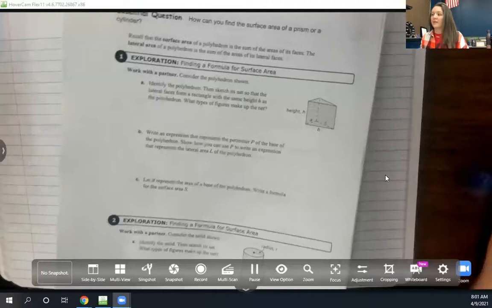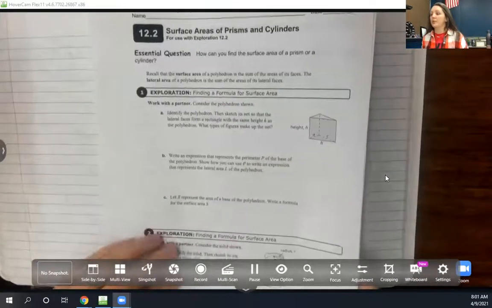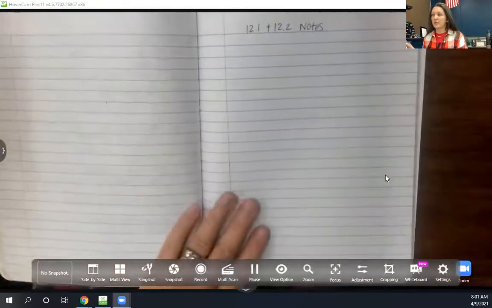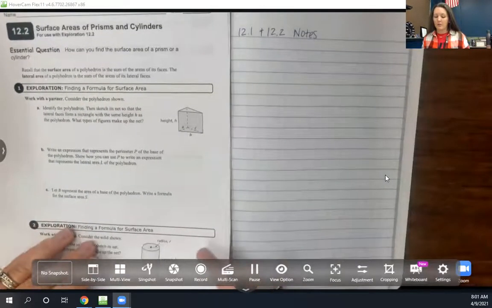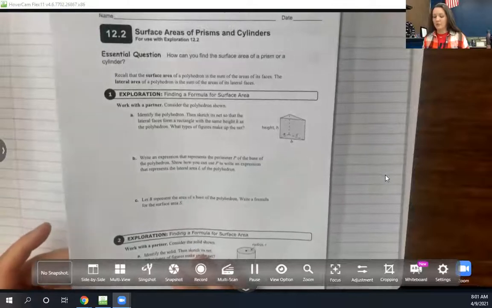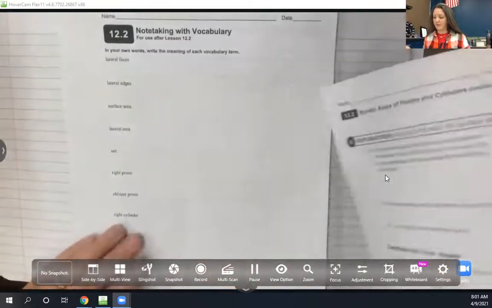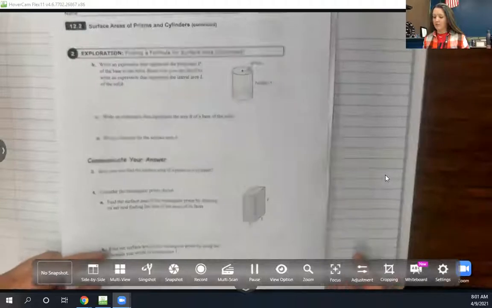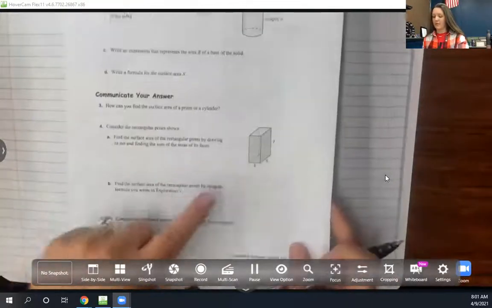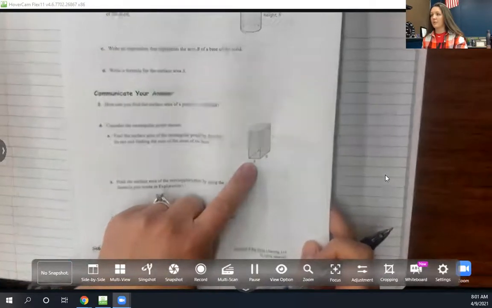All right. So I'm going to be using this note page as we go through, but I'm not going to do all the notes in here. So I'm going to be using my math journal. So if you don't have your math journal out, go ahead and get it out. We've talked about polyhedrons, and now we're just going to move into surface area. We're not talking about cylinders today. We're going to be talking just about prisms, right?